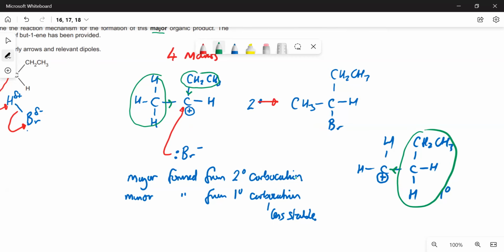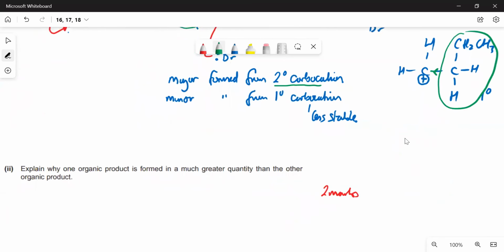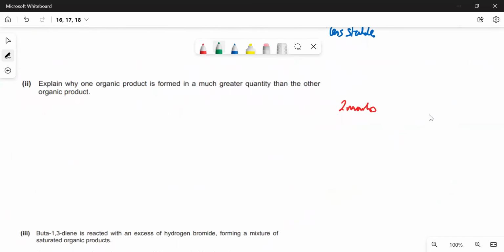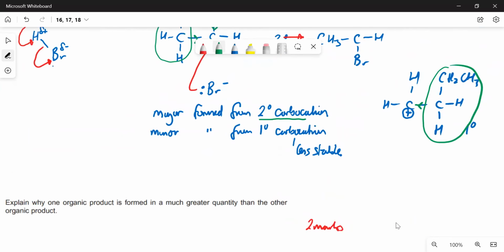It's only, I think, 2 marks, so you just need to say the major product is formed through the secondary carbocation, which is more stable. That's all you have to say, but I explained it a bit more in case you weren't sure. The classic wrong answer is to talk about the stability of the products. It's the stability of the carbocation intermediates, not the actual product. People say that the minor product itself is less stable, but it's not. It's the same stability as the major product. It's the stability of the carbocation intermediates.